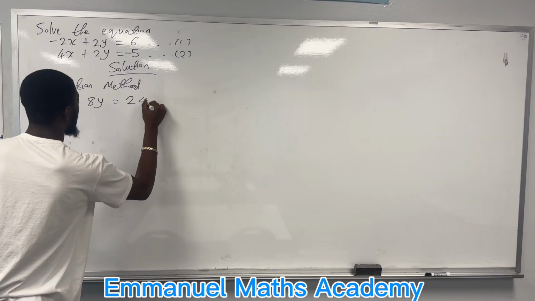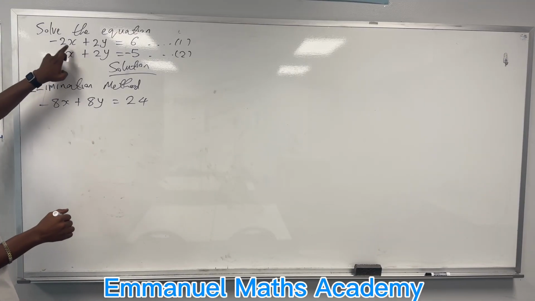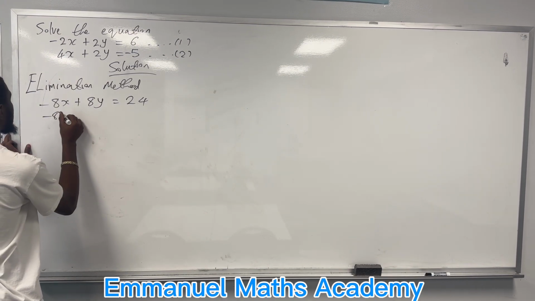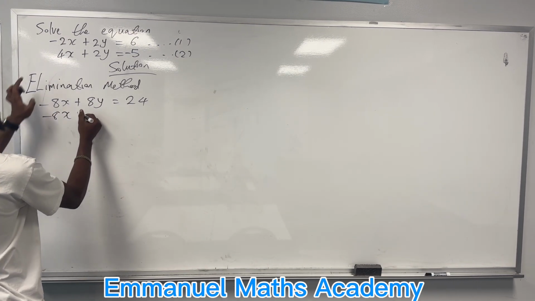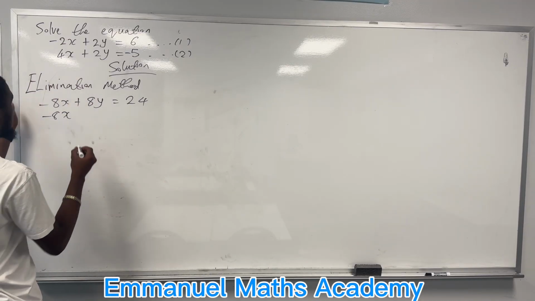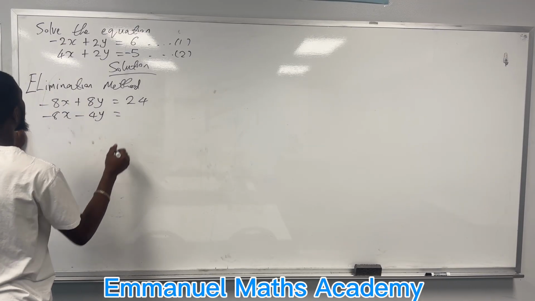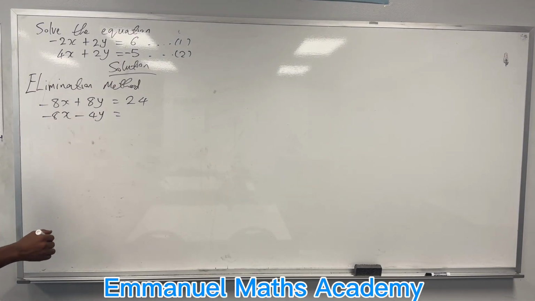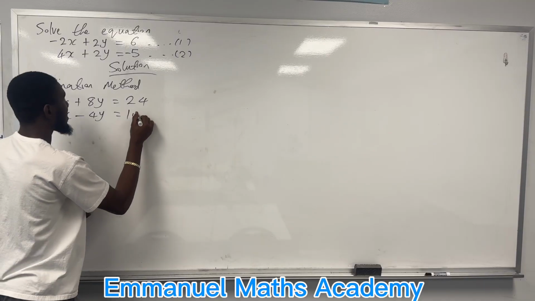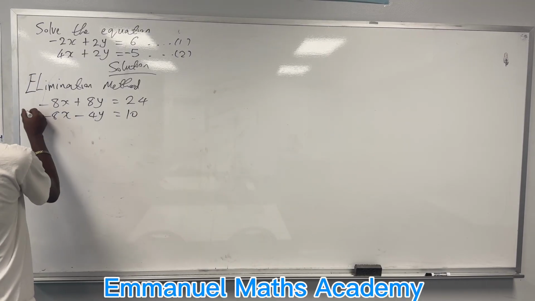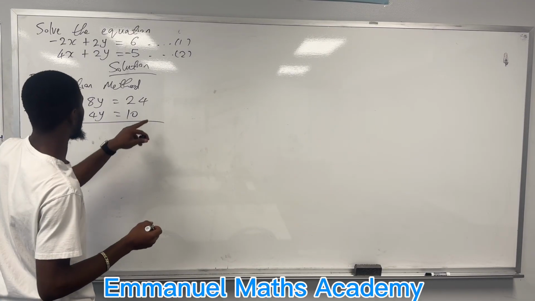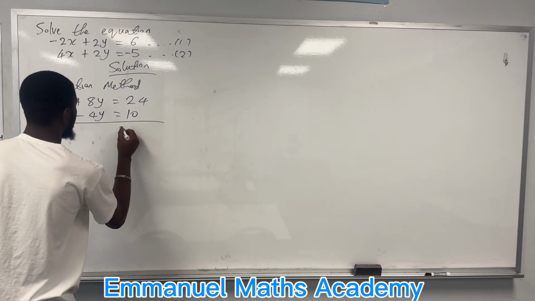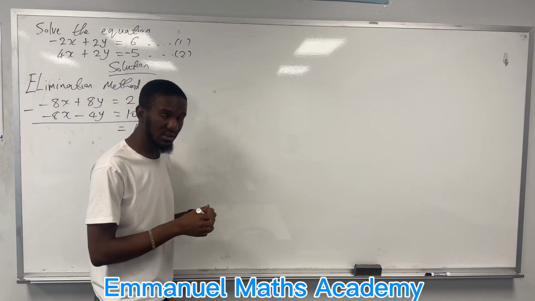Yeah, 24. Then what about this? Use the coefficient of x here to multiply through again. Minus 2 times this will give you minus 8x. Minus 2 times 2 will give you minus 4y. Minus 2 times minus 5 will give you what? Minus times minus will give you plus. 2 times 5 will give you 10. Hence you have 10 here. You now subtract. If you subtract 24 minus 10, it will give you 14, right?